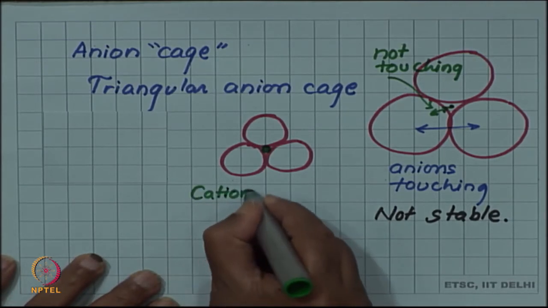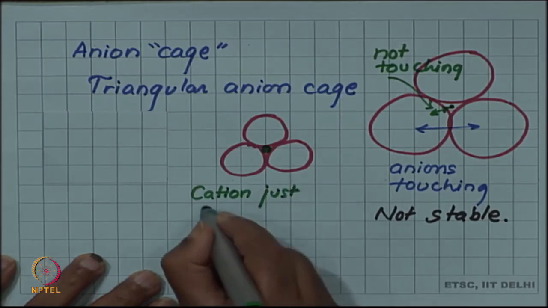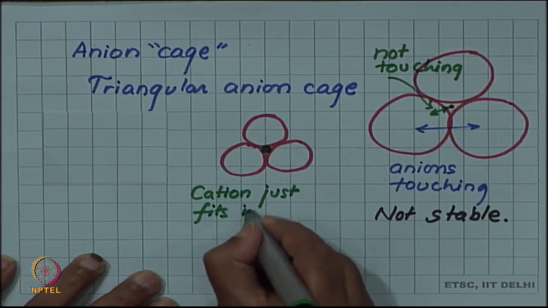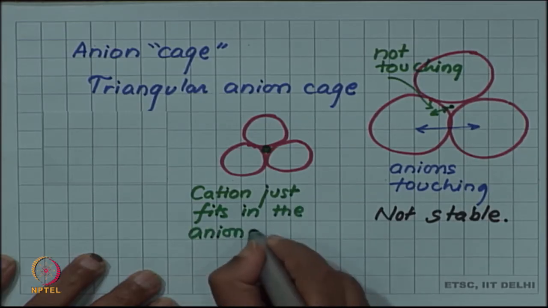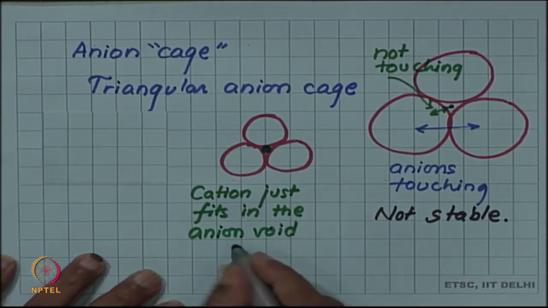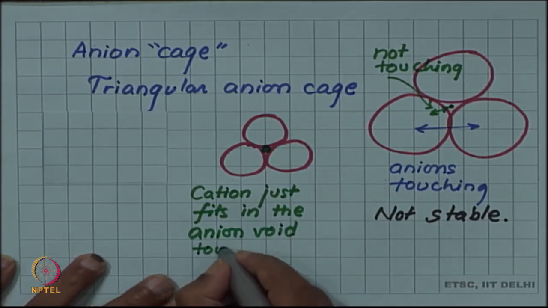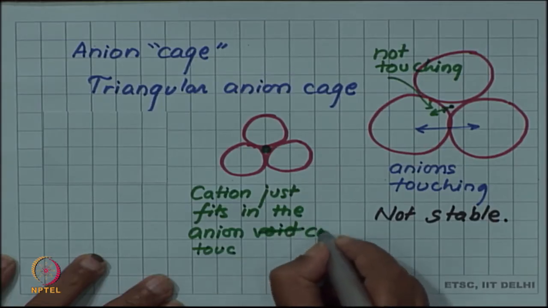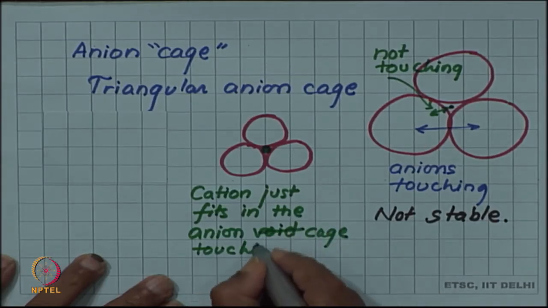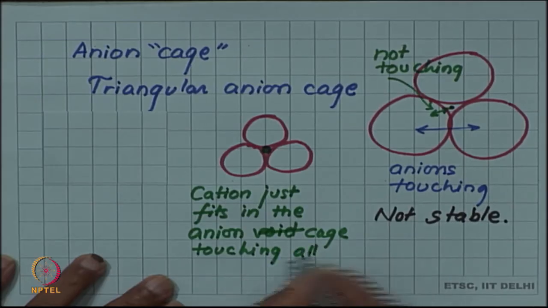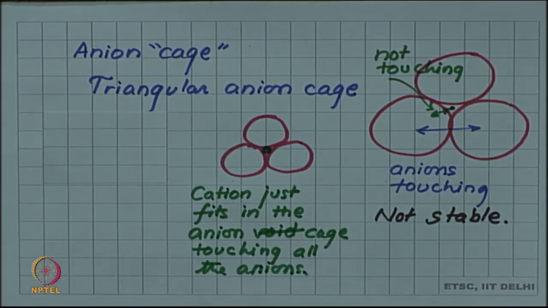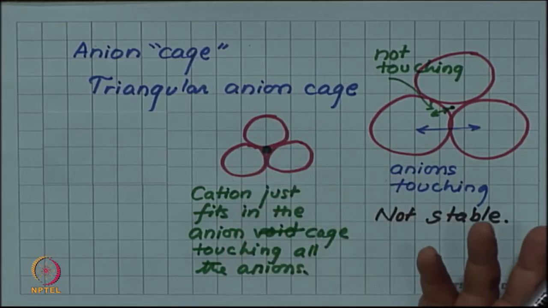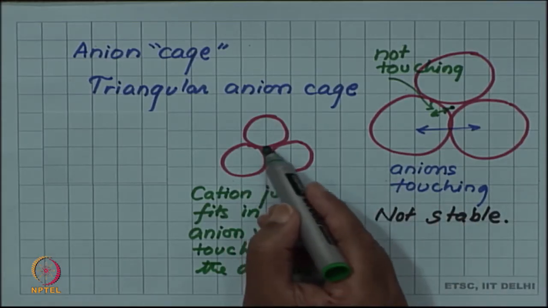Cation just fits in the anion void, or anion cage, as I was calling it, touching all the surrounding anions. So, cation and anion touching, there is an attraction and they are touching. So, that is good, we have minimized the distance.